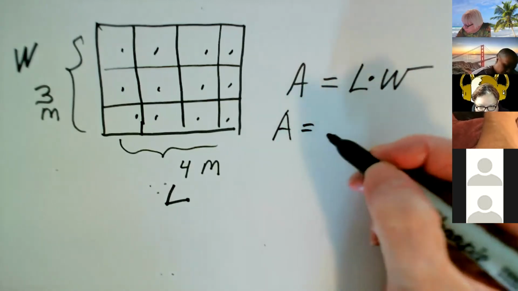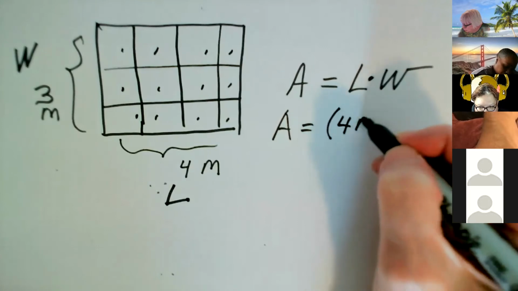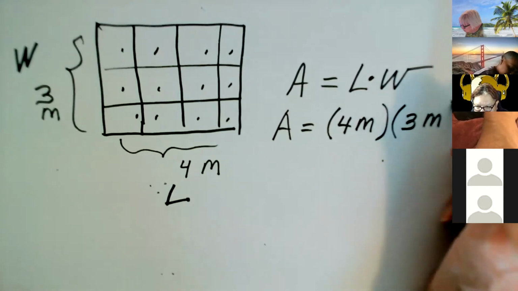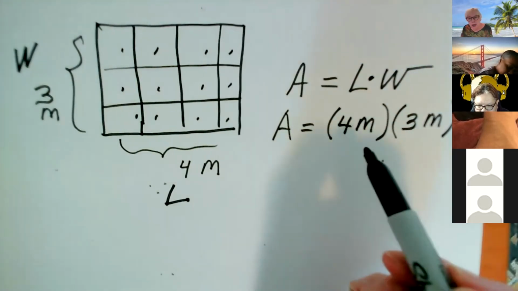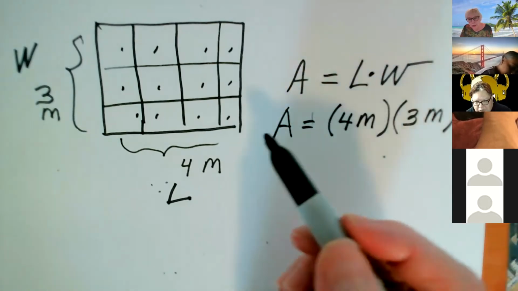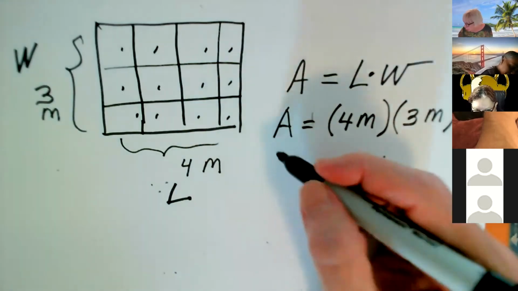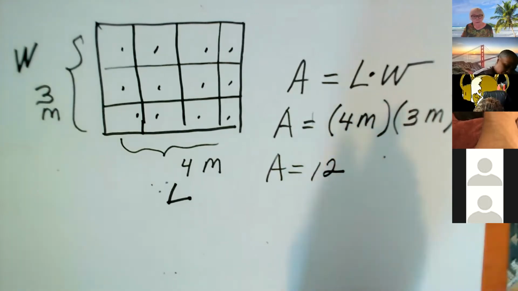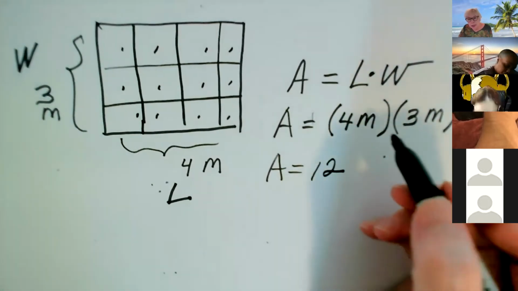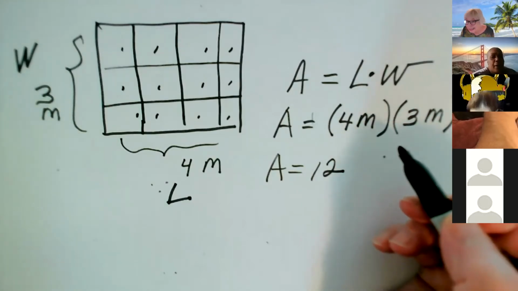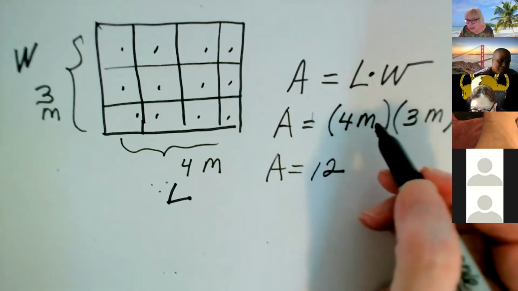So area equals, so the length would be 4 meters. And the width would be 3 meters. So notice I use parentheses instead of the dot. I think that kind of worked out better for me. And so what I need to do are 2 things. 4 times 3 is 12. That's my number. But here's what's different. Meter times meter is what? I'm not adding, I'm multiplying.